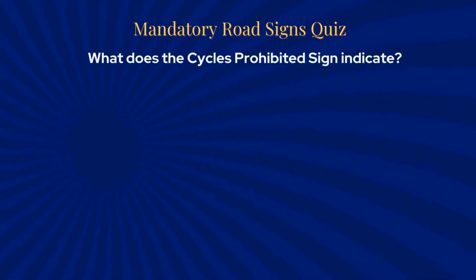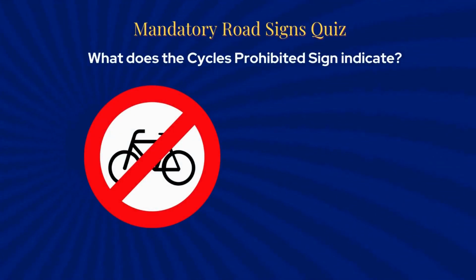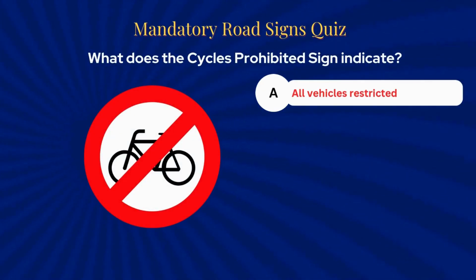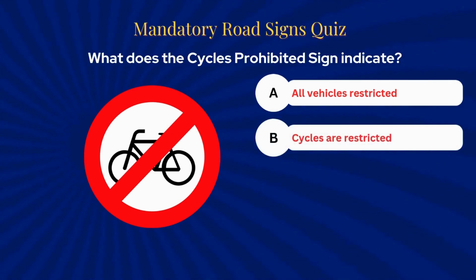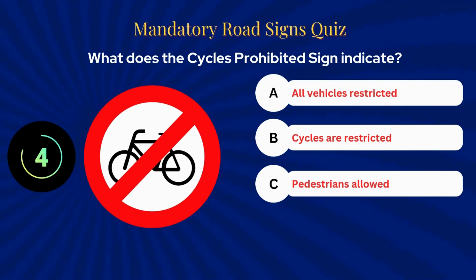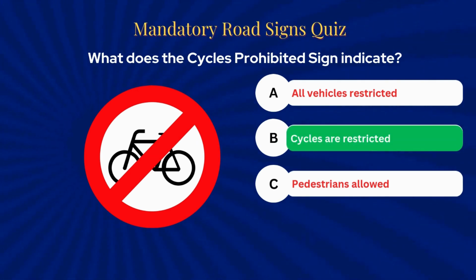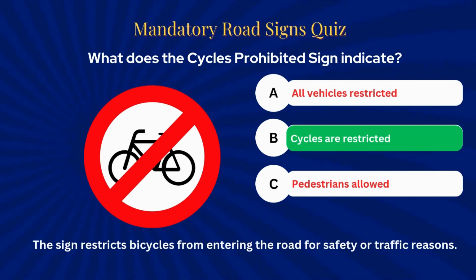What does the cycles prohibited sign indicate? Options are all vehicles restricted, cycles are restricted, and pedestrians allowed. Answer is cycles are restricted. The sign restricts bicycles from entering the road for safety or traffic reasons.